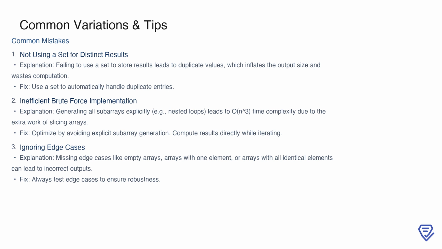Another issue is relying on a brute force implementation that explicitly generates all subarrays. This approach involves nested loops and often includes slicing arrays repeatedly, which increases the time complexity to O(n³). Instead, you can optimize by computing results directly while iterating, avoiding the need to explicitly create subarrays.